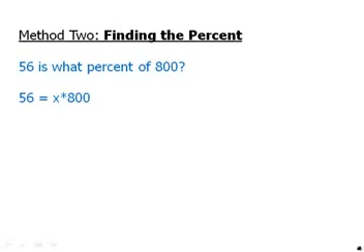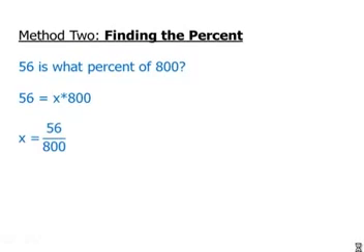Now the second way to use this is in questions where we have to find the percent. So 56 is what percent of 800? So here we set things up again. 56 equals x times 800. We'll have to remember that that x, of course, is a multiplier. So we divide out, we can cancel the factor of 8, we get 7 over 100, which is 0.07. That's a multiplier which corresponds to 7%.